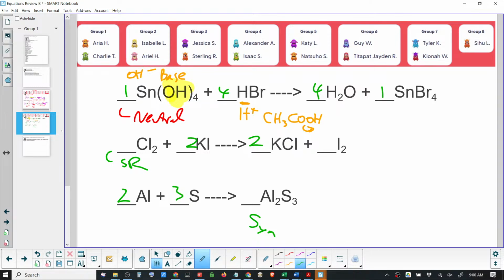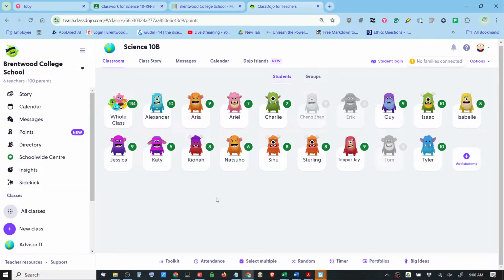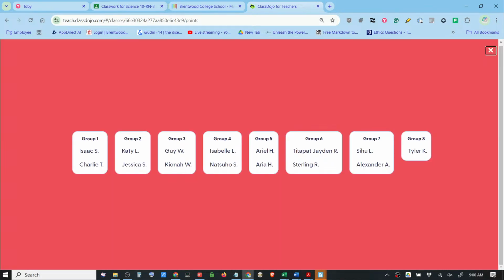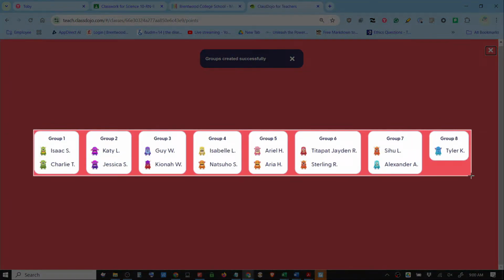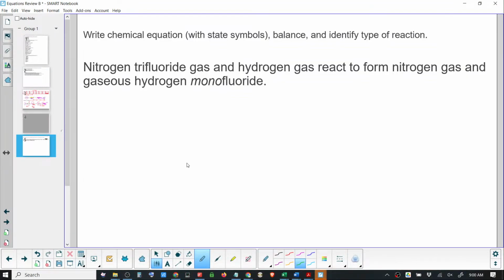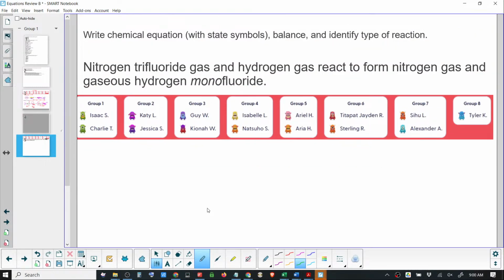Okay, last one. New group for the last one. Let's go. So your last one. Write a chemical equation with the state symbols, balance and identify the type. Nitrogen trifluoride gas and hydrogen gas react to form nitrogen gas and gaseous hydrogen monofluoride. Here you go. Last one.